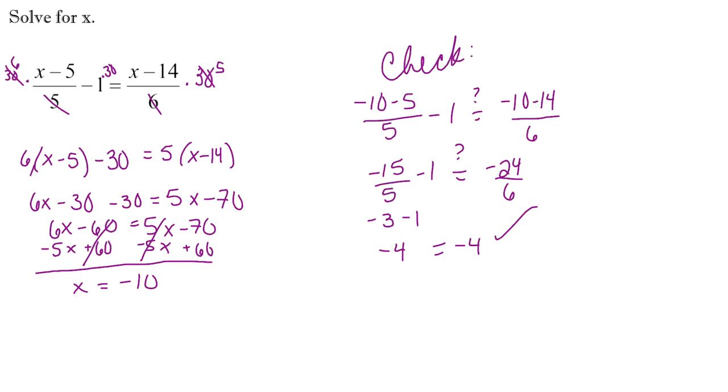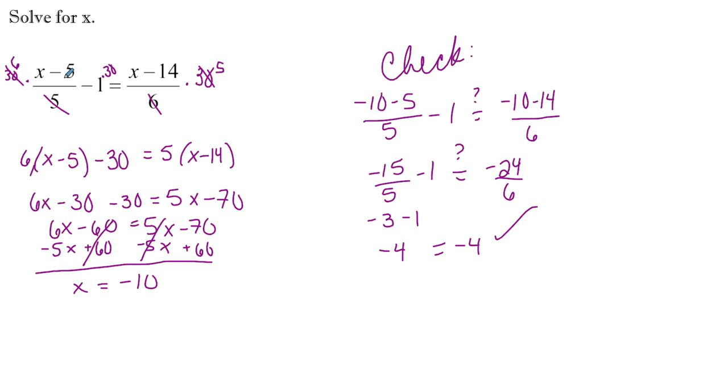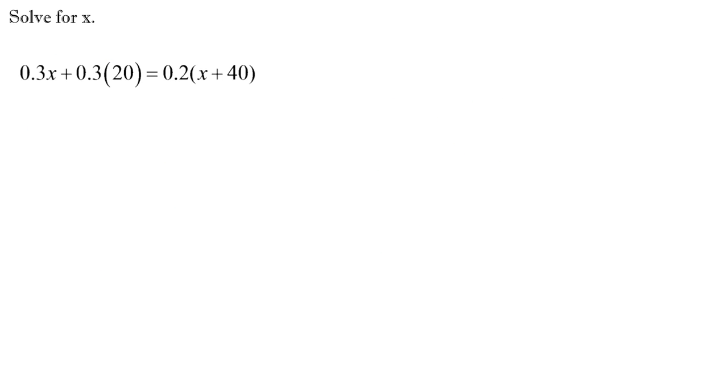Now, the last of the basics I want to show you is dealing with decimals. We can use that same technique like we did here of multiplying every single term by something in order to get rid of the decimals. This makes things a lot more convenient if you're doing this, especially without a calculator. It makes the numbers much more manageable.